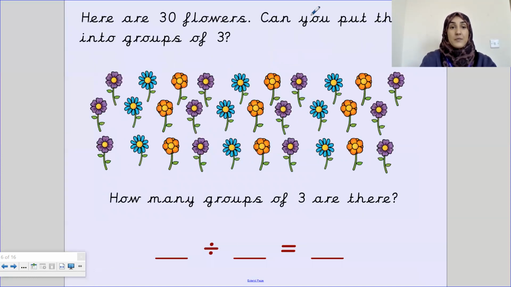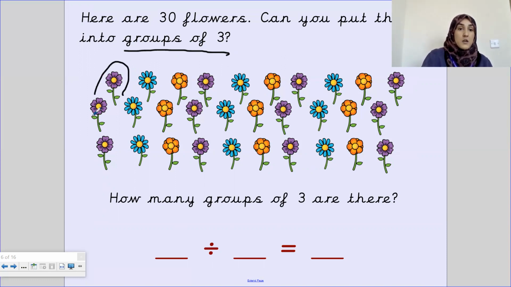Okay, now here are 30 flowers. Can you put them into groups of 3? Now remember, the question always tells us what we need to do. So you need to pay attention to the question. Here are 30 flowers. Can you put them into groups of 3? Okay, how many flowers need to be in one group? Well done, 3, because it says groups of 3. So now let's put them into groups of 3.